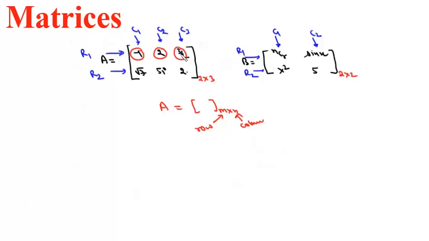Now how do we identify different elements? We identify elements in a matrix by this subscript Aij, where i represents the row number and j represents the column number. Say for example, in this matrix, suppose I want A12. Now this is first row and second column. So basically A12 is 2.